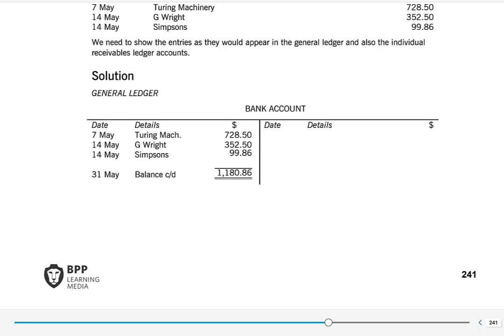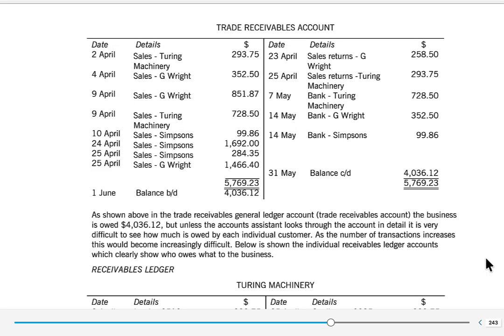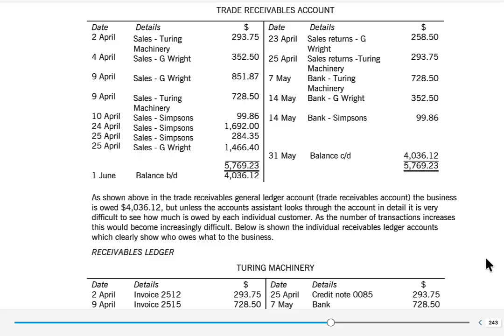4. The bank account shows the receipts in May on the debit side. Total receipts are 1,180.86, which becomes the balance carried down. This is the moment where we prove the system is working. The total in the control account must equal the total of the customer balances.